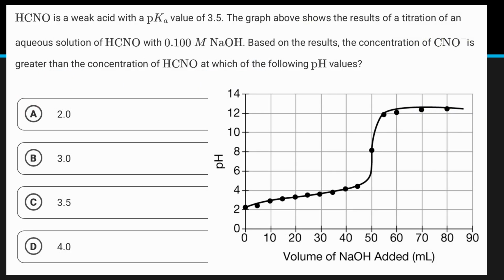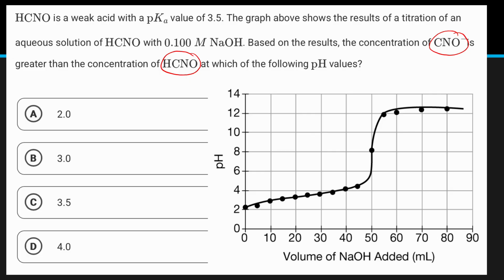All right, so HCNO is a weak acid with a pKa value of 3.5. The graph above shows the results of a titration of an aqueous solution of HCNO with a 0.1 molar NaOH. Based on the results, the concentration of CNO- is greater than the concentration of HCNO at which of the following pH values? So they make it nice and easy for us. We know the definition of a conjugate acid-base pair differs by one proton. We clearly have our weak acid and our conjugate base here.